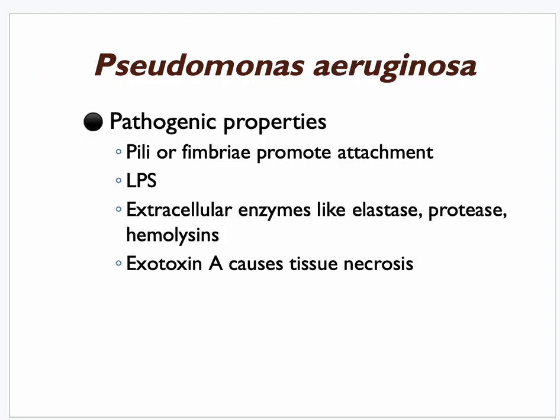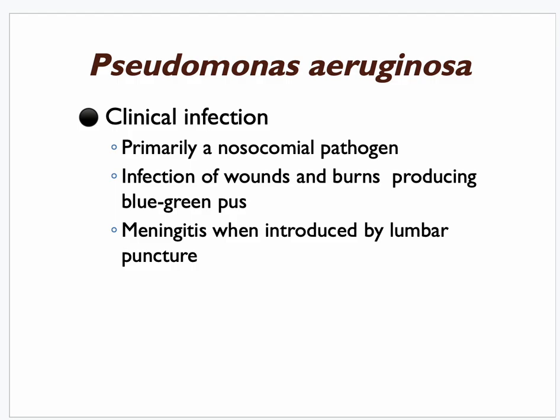So, the pathogenic properties of your Pseudomonas aeruginosa would be your pili or fimbriae that promote attachment, lipopolysaccharide, extracellular enzymes like your elastase, protease, hemolysin, and exotoxin A that causes tissue necrosis. So, clinical infection, this is a nosocomial pathogen. Pag na-infect ang wounds and burns, they produce a blue-green pus. So, they can also cause meningitis pag na-introduce through lumbar puncture.